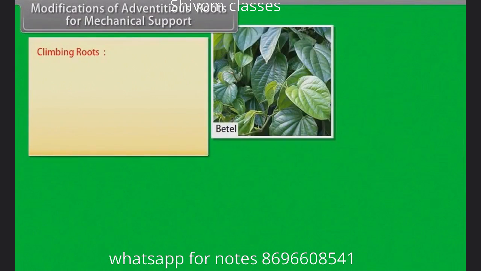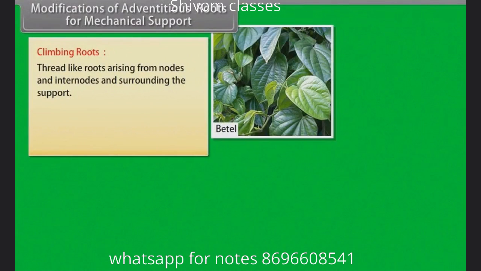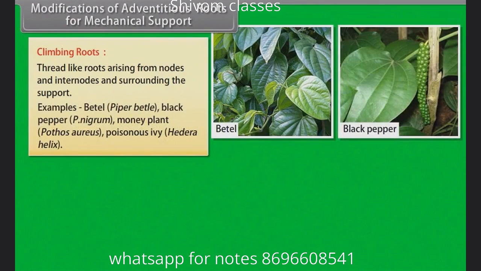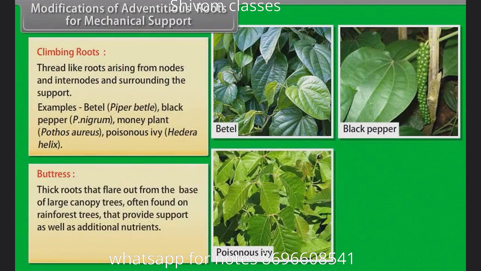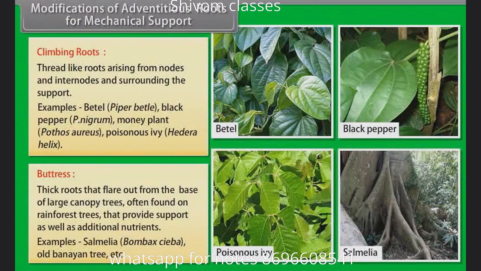Climbing roots. Thread-like roots arising from nodes and internodes and surrounding the support. Examples: betel, black pepper, money plant, poison ivy. Buttress roots. Thick roots that flare out from the base of large canopy trees, often found on rainforest trees that provide support as well as additional nutrients. Examples: Salmalia, old banyan tree, etc.